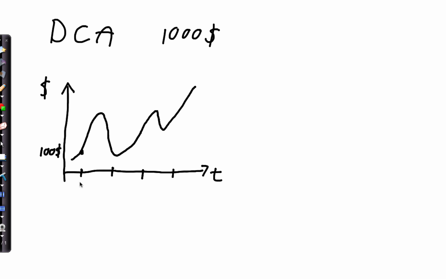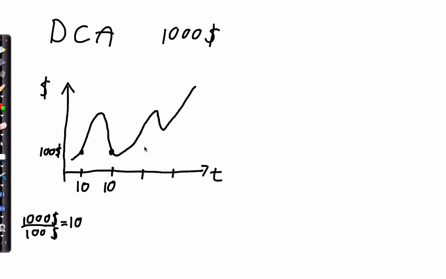Okay, so how many shares do I buy here? Well, I want to invest $1,000. The price is 100, so I will buy 1,000 over 100. That is 10 shares. So here I buy 10. What if the price is going up? Well, actually here, let's say this is after another 6 months, the price is again at $100. So again, I buy 10 shares.